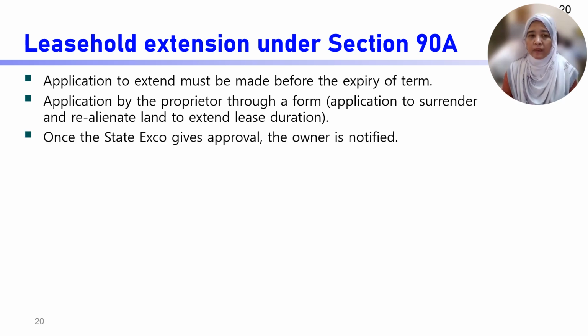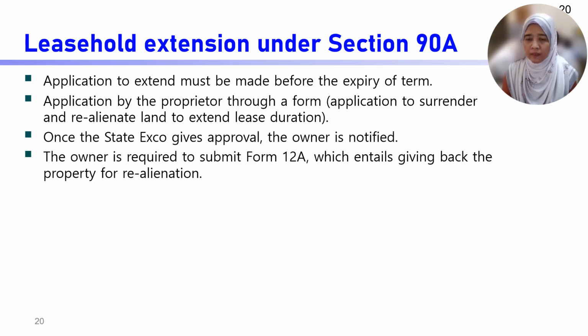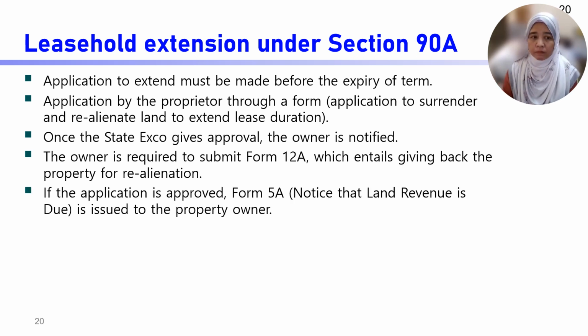Then once the state exco gives the approval, the owner is notified and is required to submit Form 12A, which entails giving back the property for re-alienation. Give back, surrender back, for re-alienation, to be given ownership again. Alienation is giving ownership. Re-alienation is giving ownership again.